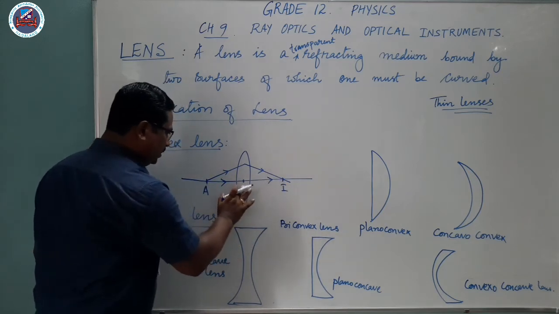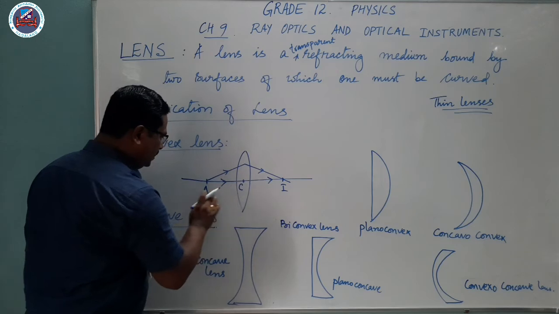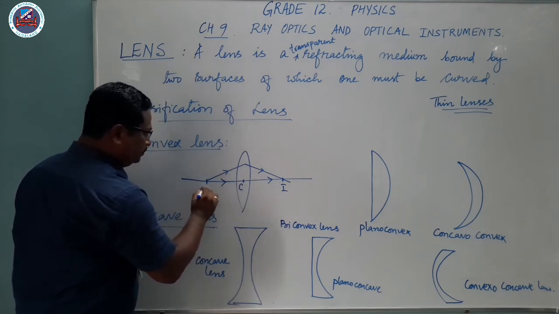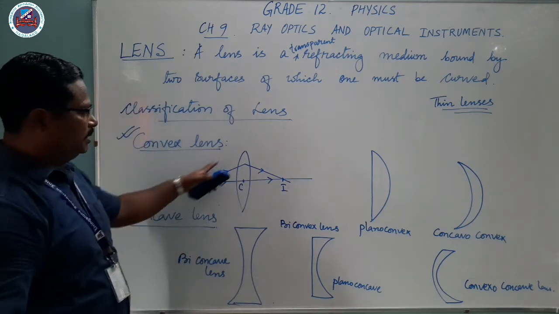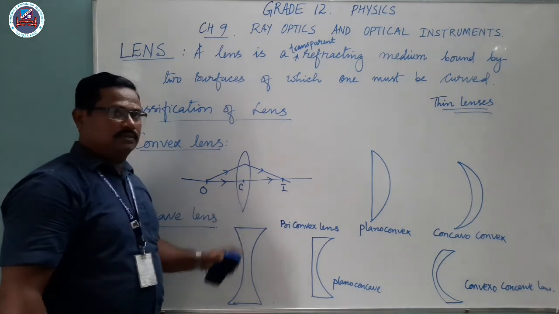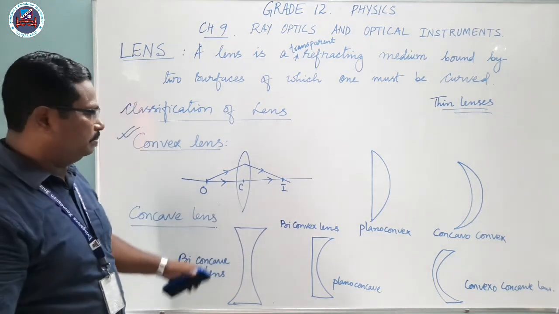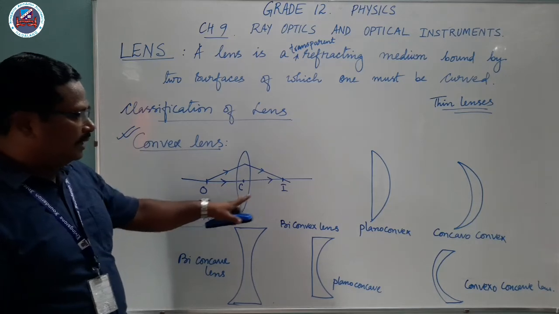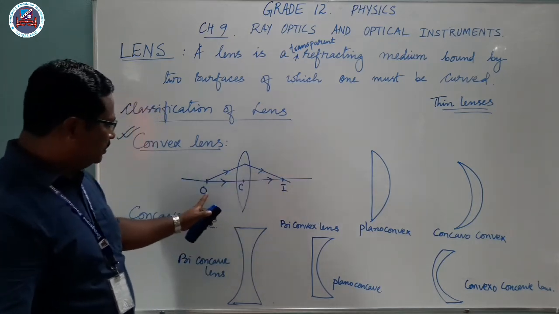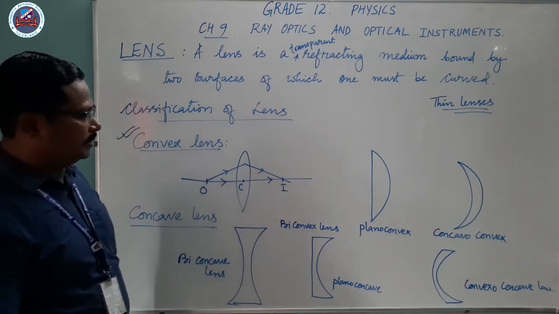So this center, instead of taking O, I'll take it as C. So that object I can mark as O. This is how image is formed in a convex lens. We'll see all the 6 different types of images formed by a convex lens as well. But to learn these two, I need to show you with a point object.